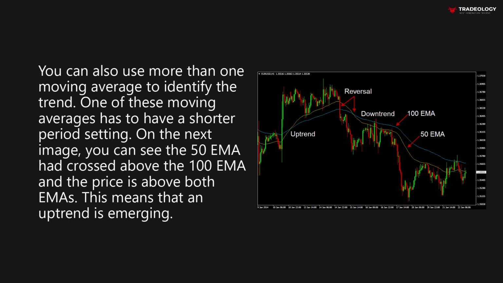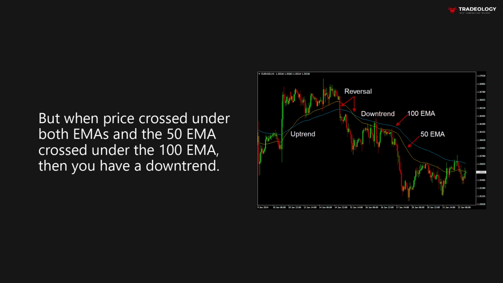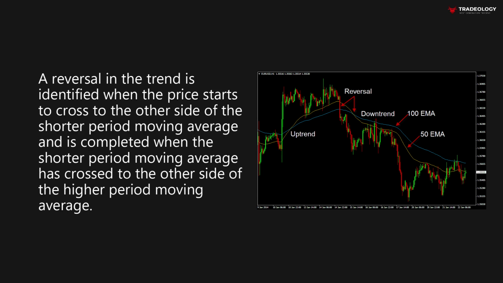You can also use more than one moving average to identify the trend. One of these moving averages has to have a shorter period setting. On the next image, you can see the 50 EMA has crossed above the 100 EMA, and the price is above both EMAs. This means that an uptrend is emerging. But when price crossed under both EMAs, and the 50 EMA crossed under the 100 EMA, then you have a downtrend. A reversal in the trend is identified when the price starts to cross to the other side of the shorter period moving average and is completed when the shorter period moving average has crossed to the other side of the higher period moving average, as in the image.